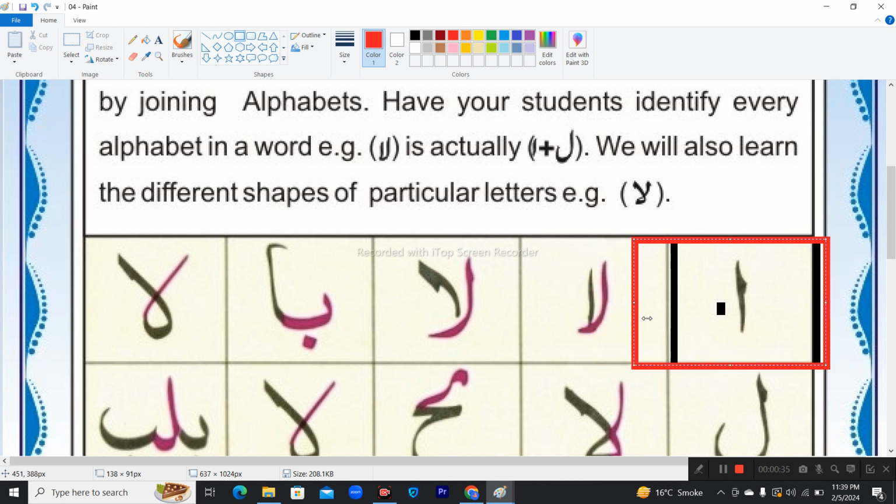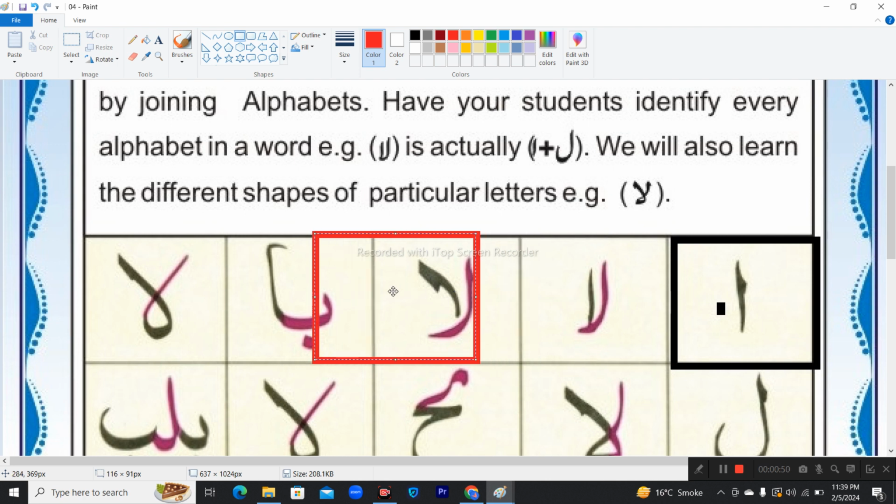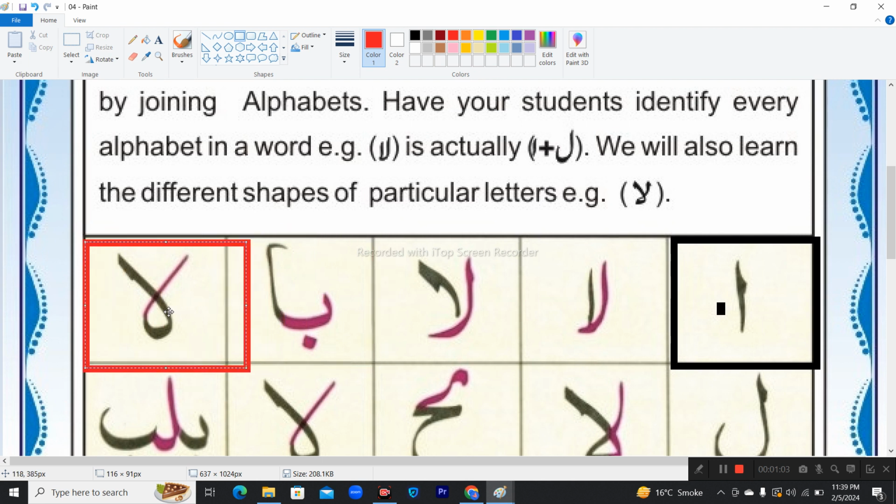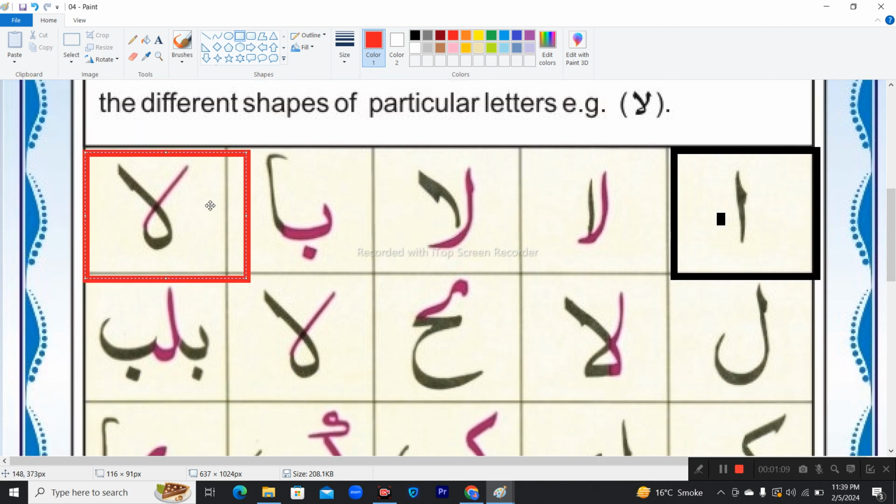The first letter is Alif, and the next one is two letters connected. The purple one is Lam, and Lam is connected with the black one, Alif. So we read Lam Alif. The same Lam Alif. And this pink one has one dot down; the letter with one dot down is Ba, and Ba connects with Alif. So Ba Alif. And this one is a different shape, but it is Lam Alif. So in this lesson we introduce the different shapes of the alphabets.